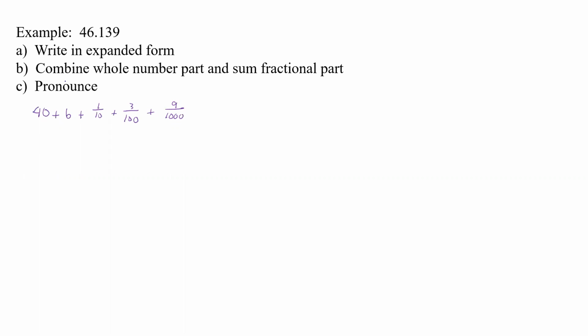Now what we want to do is the combined form. So that's going to be 46 plus 139 over 1000. So that's how we put all that together. And if we think about it, if we had to get common denominators, we'd have to multiply that one by 100, that one by 10. And so it'd be 100, 3 tens, and 9 ones. And so that would give us 100, 3 tens, 9 ones, 139, all over our 1000.